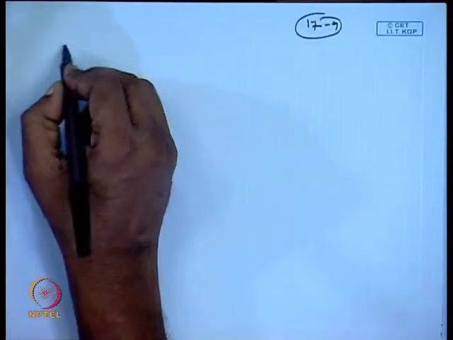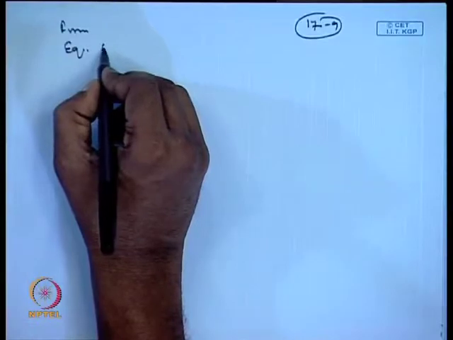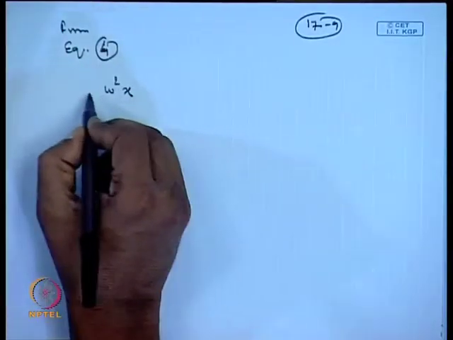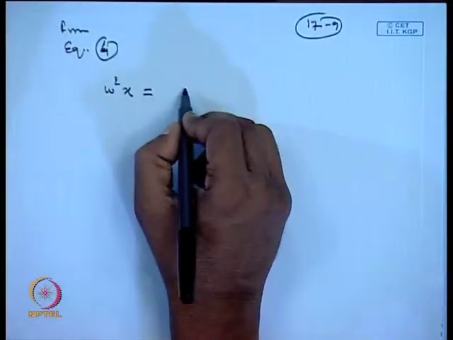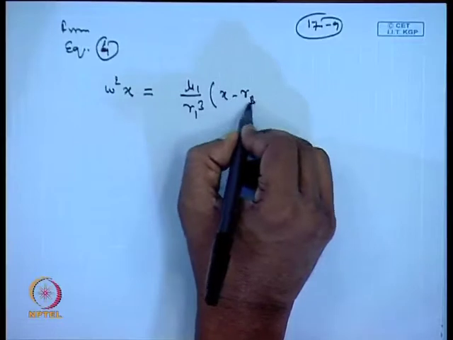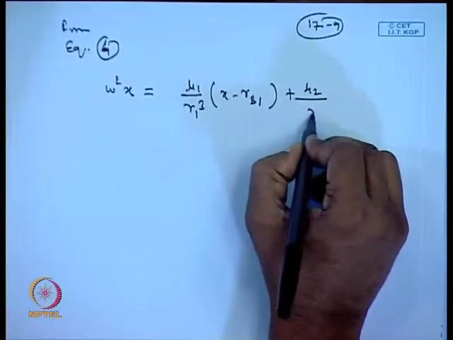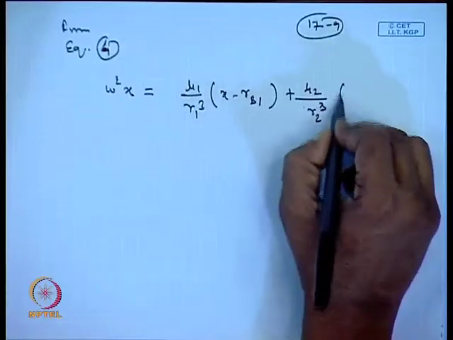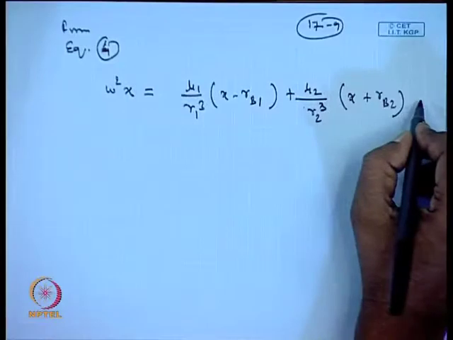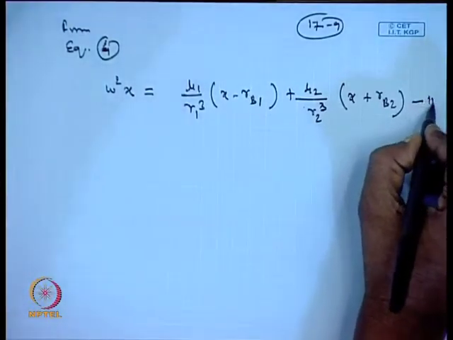Okay. And equation number 4 gives us, from equation 4, omega square x will be equal to mu 1 by r 1 cube plus mu 2 by r 2 cube times x plus r b 2. So, this is equation number 11.